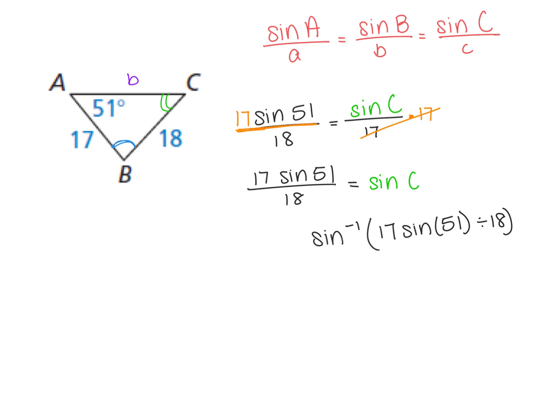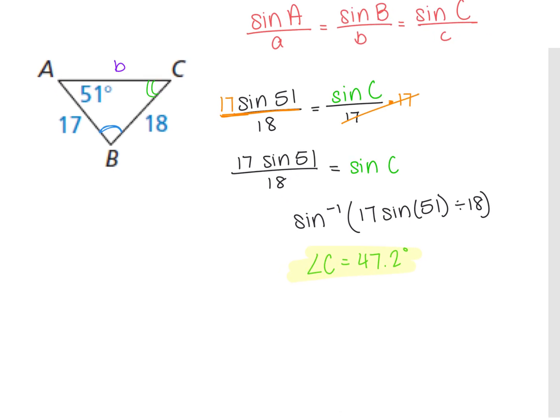All right, checking our answer. What did we get for angle C? Yes, Bailey. What is it? Good. 47.2 degrees is my answer for angle C. All right, now that I have 2 out of my 3 angles, angle B should be pretty easy.